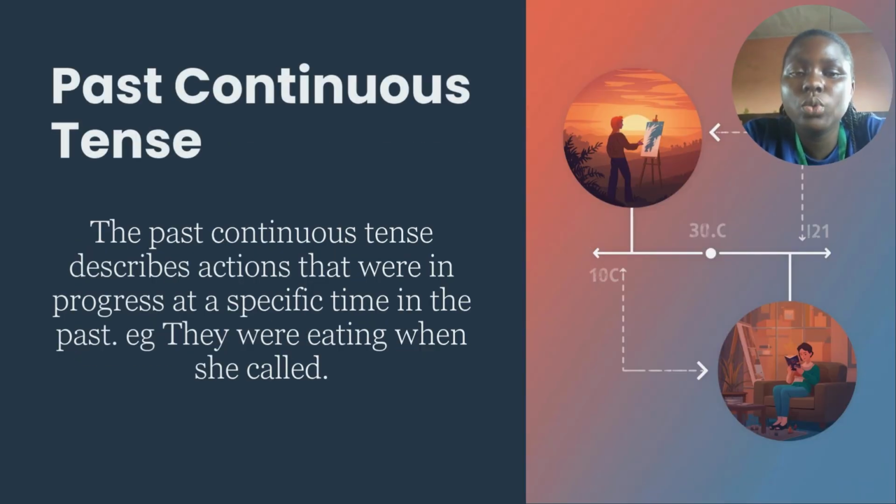We move on to the next one, which is the third aspect, the past continuous tense. The past continuous tense describes actions that were in progress at a specific time in the past. Example, they were eating when she called. It actually tells us that this action happened when? In the past. What are the indicators?